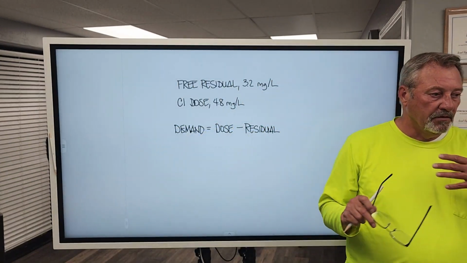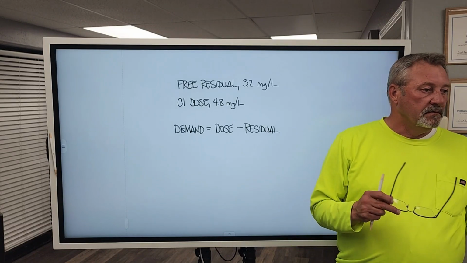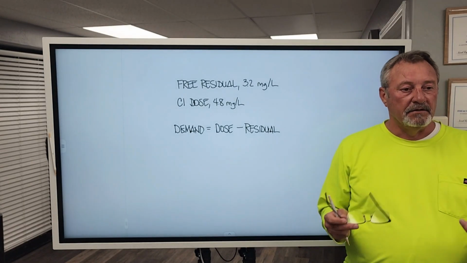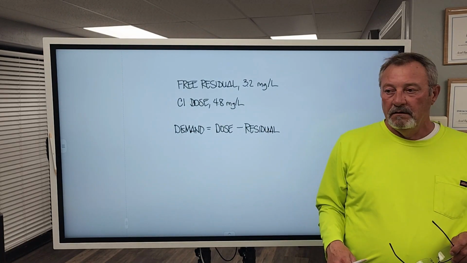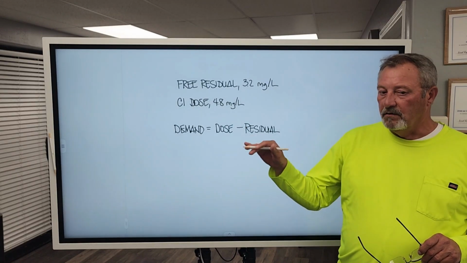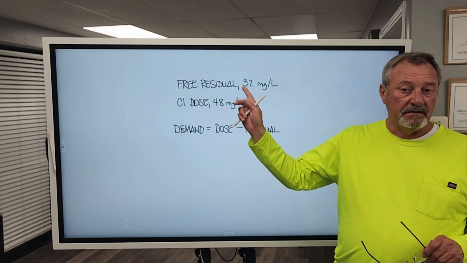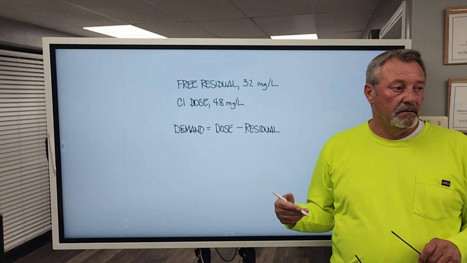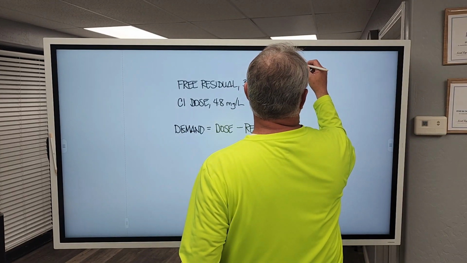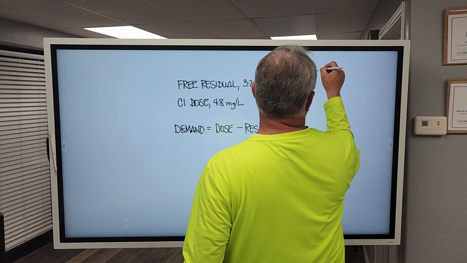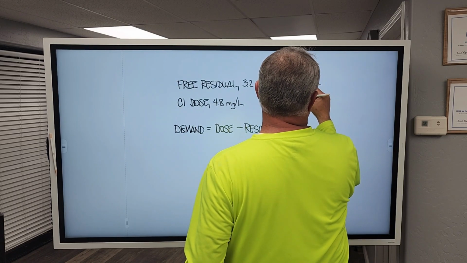And we're just now starting the conversation in this video series about dose, demand, residual, how the chlorine interacts with the raw water. So we're going to go into breakpoint chlorination here in a moment, but there are 3 different types of residuals: free, total, and combined. I'll go ahead and write that down right here. There's free, total, and combined.